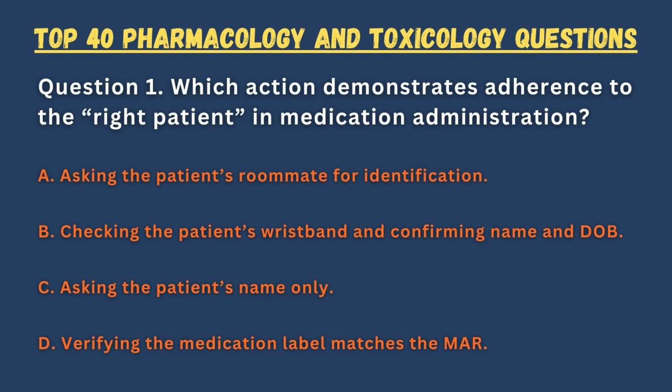Question 1. Which action demonstrates adherence to the right patient in medication administration? A. Asking the patient's roommate for identification. B. Checking the patient's wristband and confirming name and date of birth. C. Asking the patient's name only. D. Verifying the medication label matches the MAR.